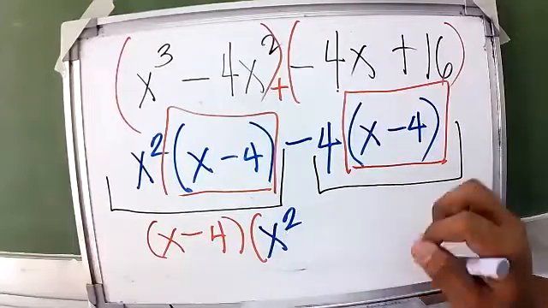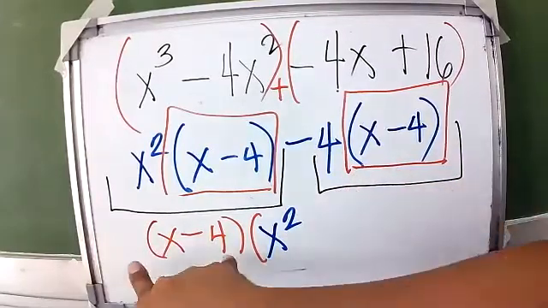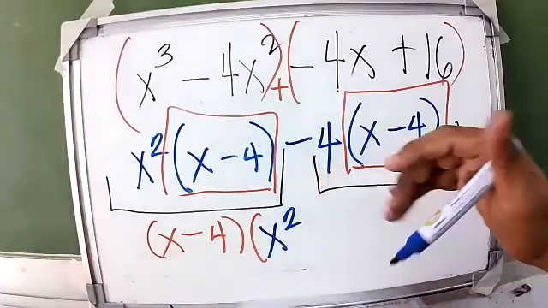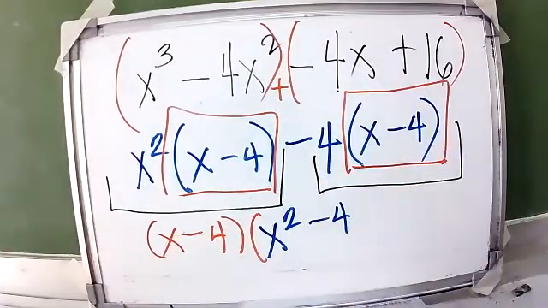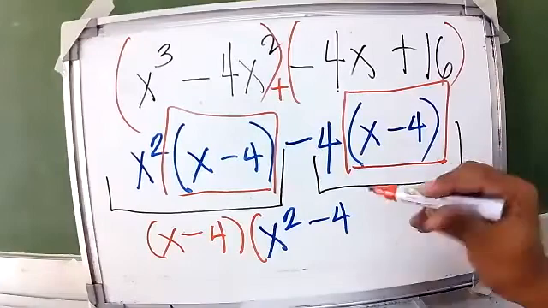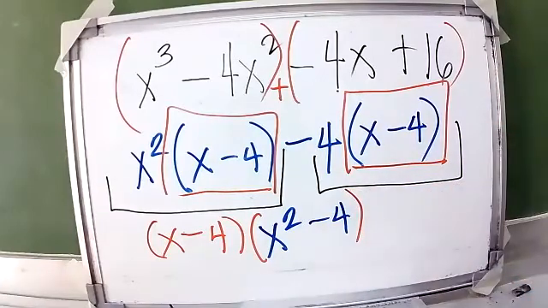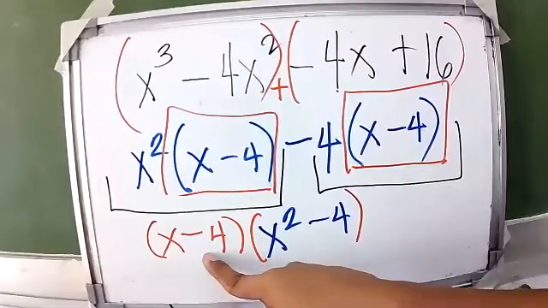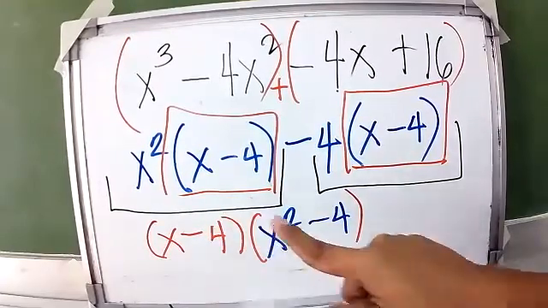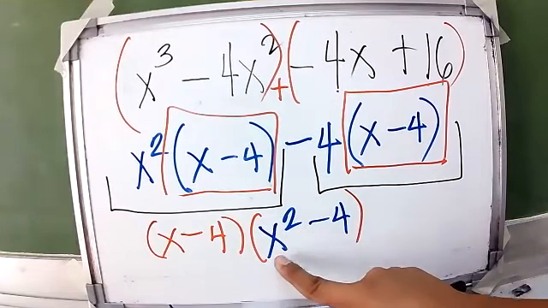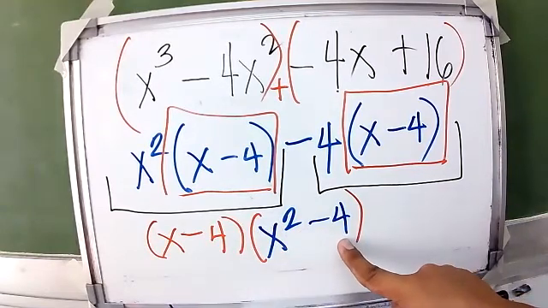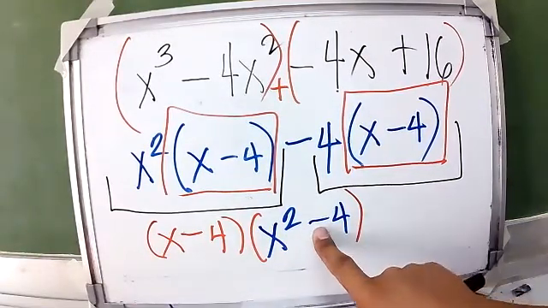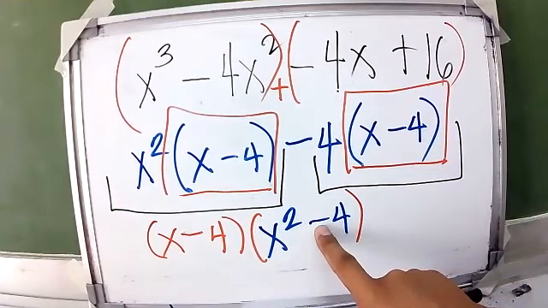X squared, and then this term divided by this term, what's left is the negative 4. Okay. Now, let's examine our given. X minus 4, this cannot be factored anymore. Simplest form na to. What we have here, x squared is a perfect square, and 4 is also a perfect square. And then we also have a negative sign here. So therefore, this can still be factored.